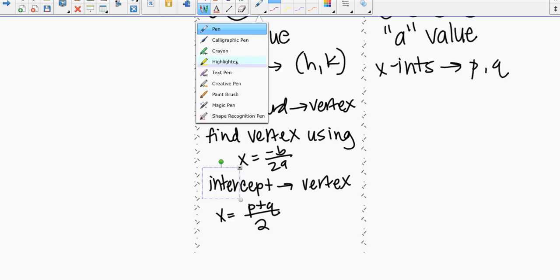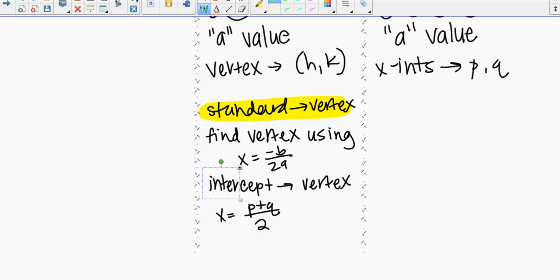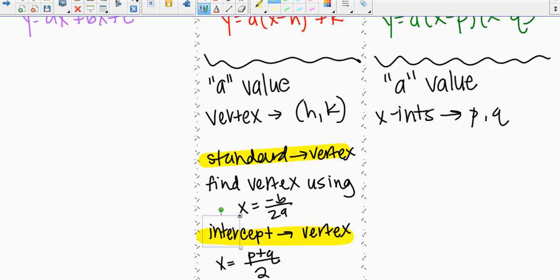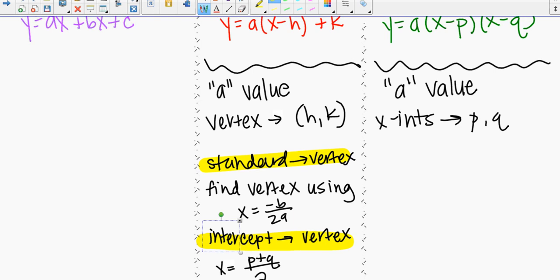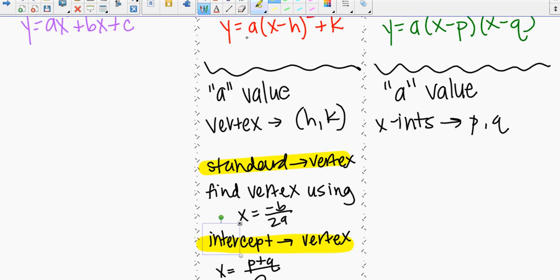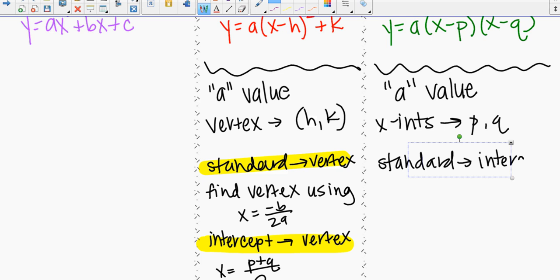Okay, so you're either going to be coming from standard to vertex or intercept to vertex. Either way, you need to know how to find the vertex. You're either opposite b over 2a or adding your intercepts together, dividing by 2. All right, for the intercept form, you need your intercepts, right? So if you are in standard and you are going to intercept form, then you need to factor.